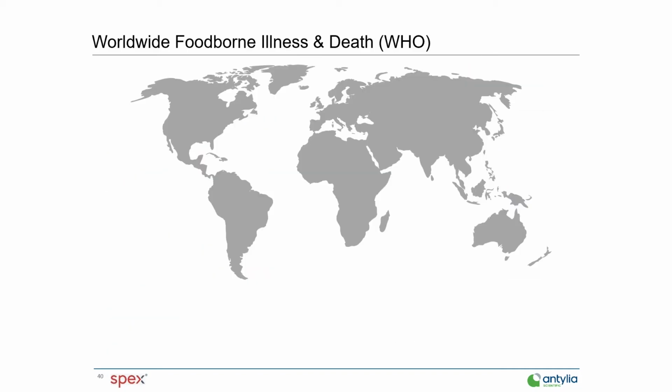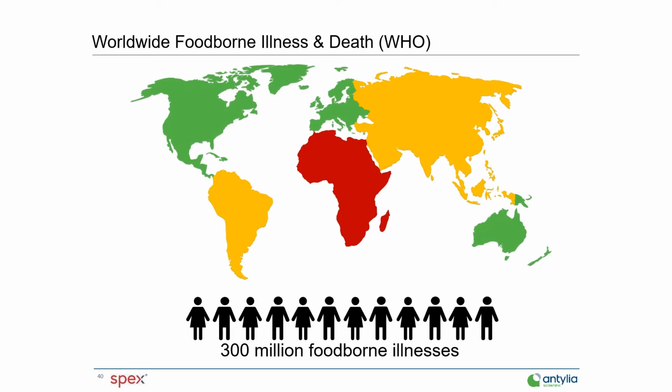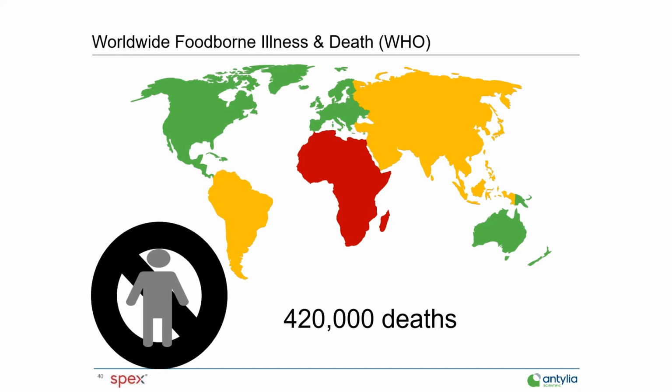Now, if we look at worldwide foodborne illnesses and deaths, and this is according to the World Health Organization, there are over 300 million foodborne illnesses a year. And that means that 1 out of 10 people in the world will experience some sort of foodborne illness. But it also means that 420,000 deaths a year occur worldwide due to foodborne illnesses.